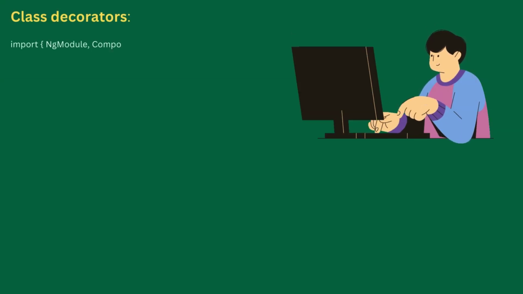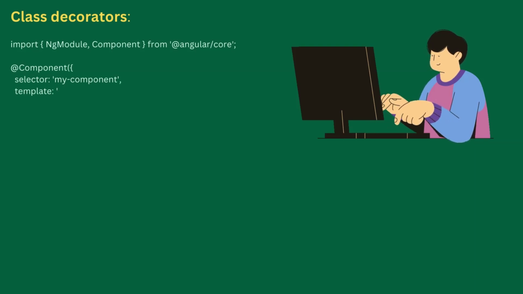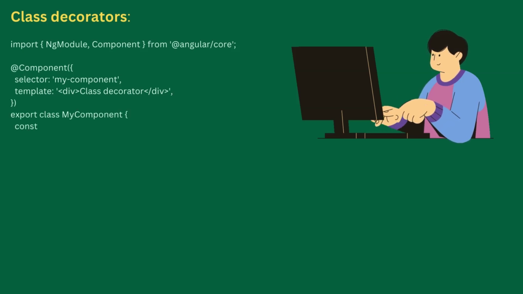Example of class decorators. Here we import NgModule and Component. Under the @Component decorator, we have the selector for the component, that is my-component, and a template with a div tag with the text class decorator. Inside class MyComponent, we have a constructor which logs a message, hey I am a component.